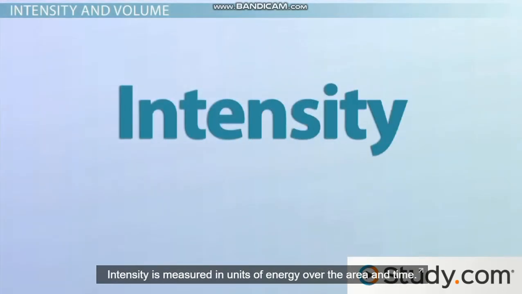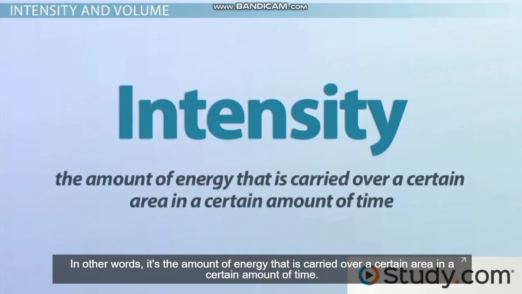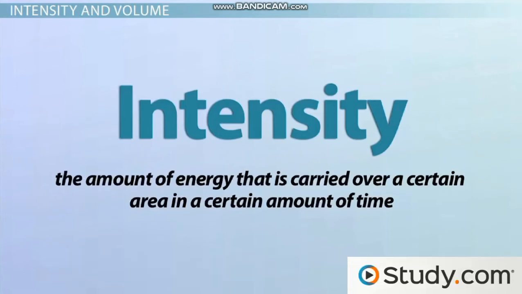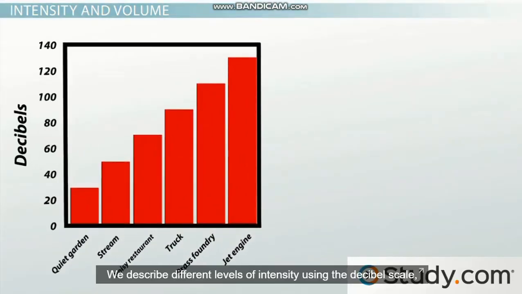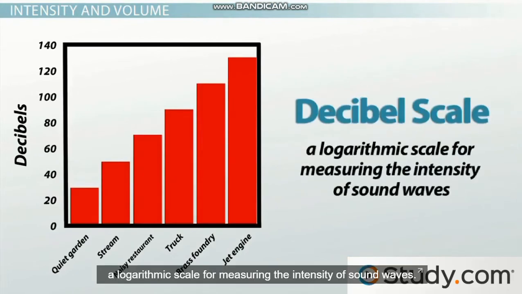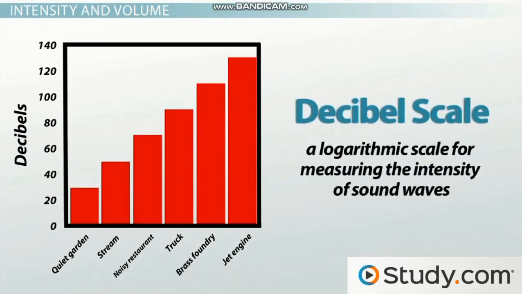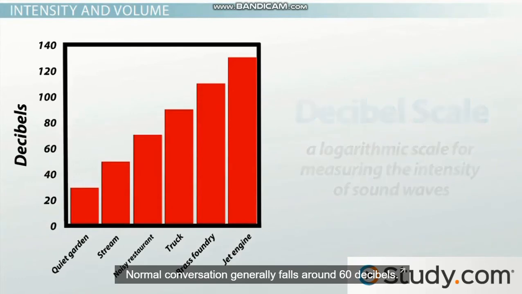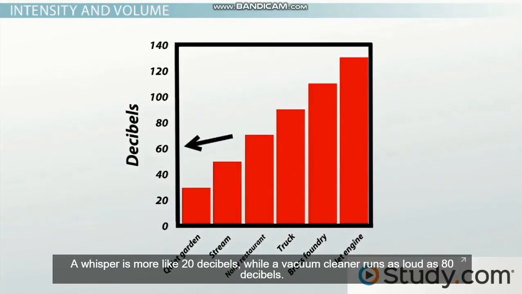Intensity is measured in units of energy over the area and time. In other words, it's the amount of energy that is carried over a certain area in a certain amount of time. We describe different levels of intensity using the decibel scale, a logarithmic scale for measuring the intensity of sound waves. Normal conversation generally falls around 60 decibels. A whisper is more like 20 decibels, while a vacuum cleaner runs as loud as 80 decibels.